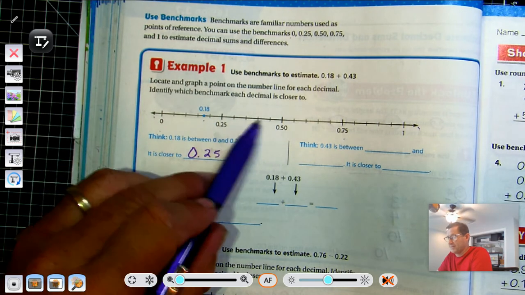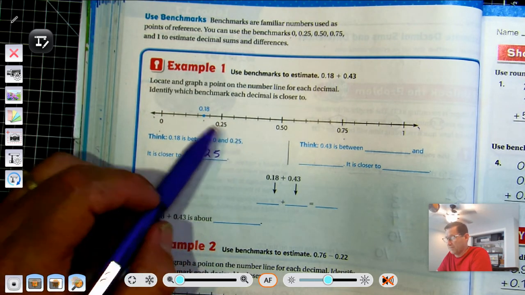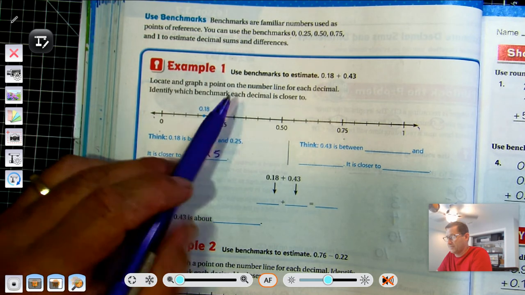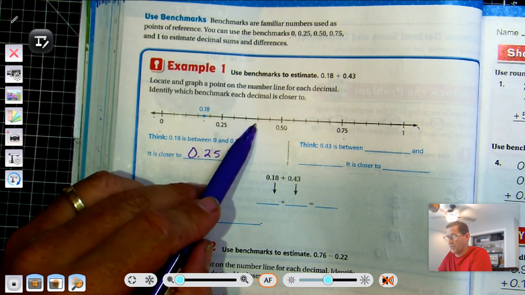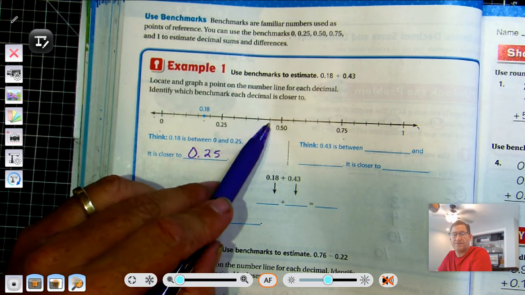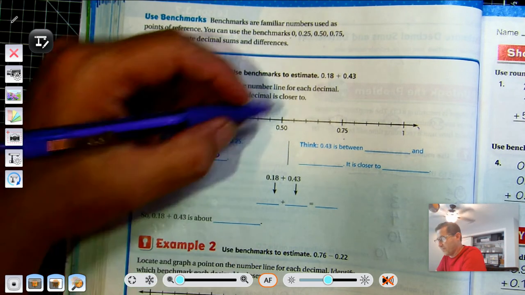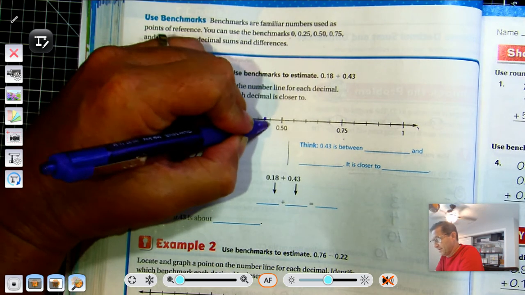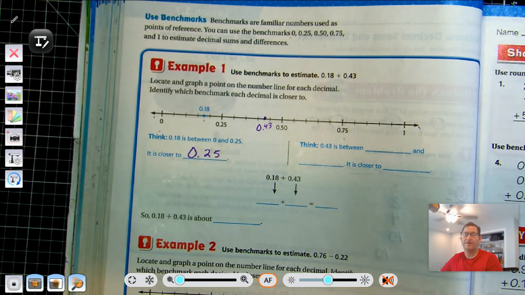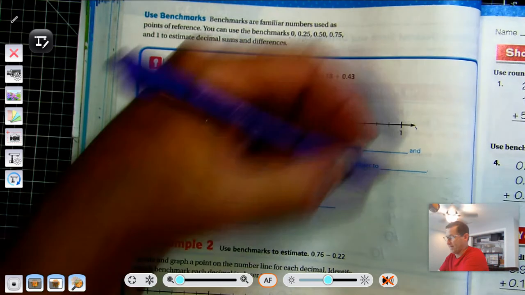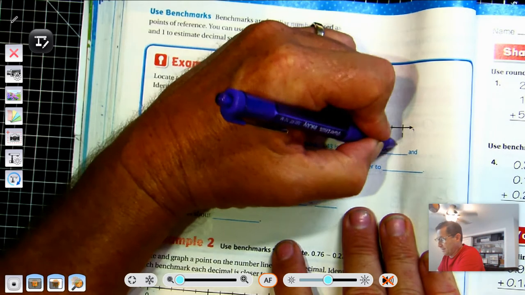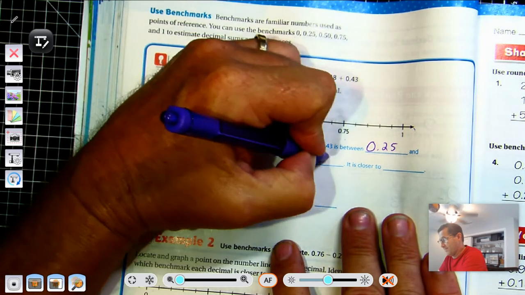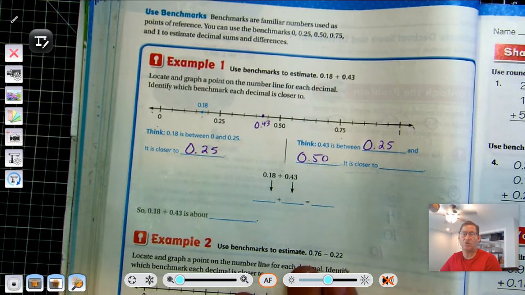Each of these tick marks is worth 5 hundredths. 25 hundredths, 30 hundredths, 35 hundredths, 40 hundredths, 45 hundredths, 50 hundredths. 43 hundredths would be right about there. Okay? So it is between 25 hundredths and 50 hundredths. Which one is it closer to?